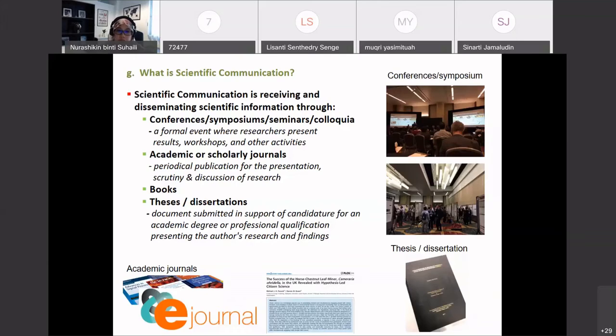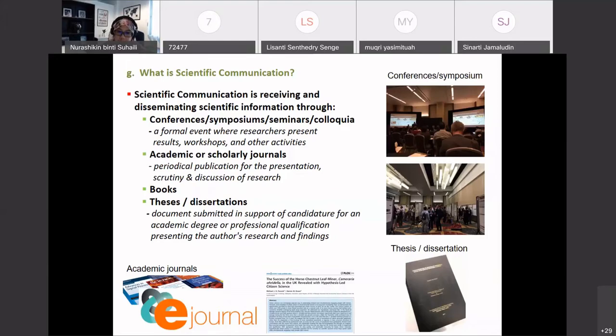We can go for platforms that are specific to people in the field, like conferences. You know what conferences are? Conferences, symposiums, seminars, colloquium or colloquia. These are events normally attended by scientists or researchers. Those who attend are in that particular field, because a conference is normally held based on a theme. For example, a biotechnology conference. So people who attend are those in the biotech field. So it's more specific.